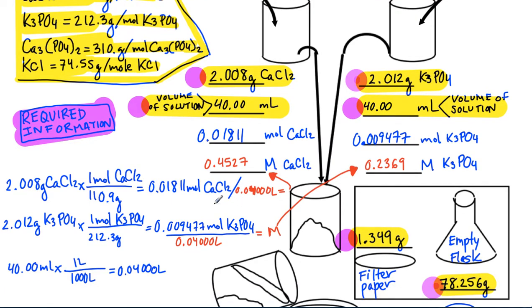So hopefully when you did your work, when you paused the video, you were able to solve for the moles pretty easily, I hope. And then you were able to figure out that 40 milliliters is 0.04 liters. And then you were able to divide the moles by the volume in order to get the molarity.